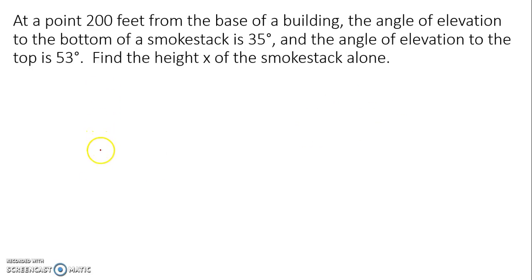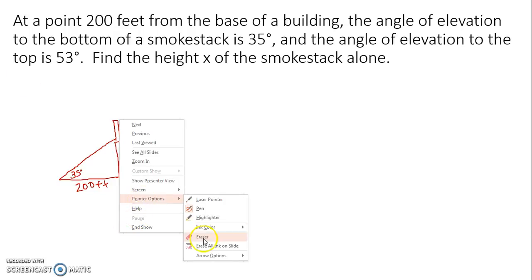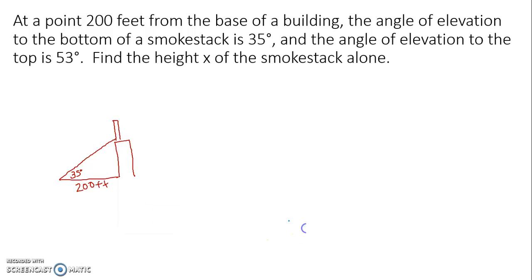Next, at a point 200 feet from the base of a building, so here's my building, I'm 200 feet away from it, the angle of elevation to the bottom of a smokestack. So the bottom of the smokestack is going to be on top of my building. The angle of elevation up to the bottom of that is 35 degrees. And then the angle of elevation to the top of it, from that same spot, is 53 degrees. I want to find the height x of the smokestack alone.